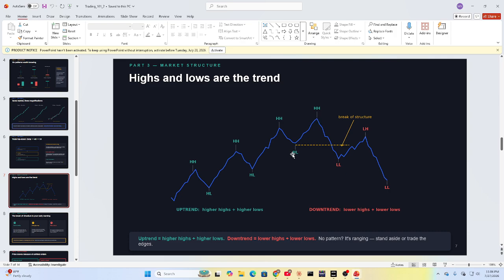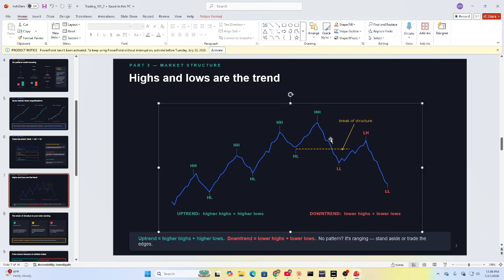Now, signs of reversal. If it makes a higher high, then the previous higher low gets broken, and it makes a new lower low. So these are signs of sales. If that previous higher low gets broken, it's going into a reversal. So this is now going into a downtrend.